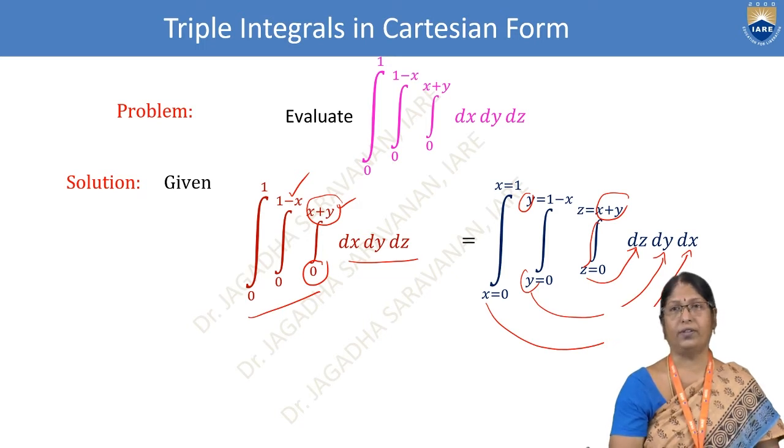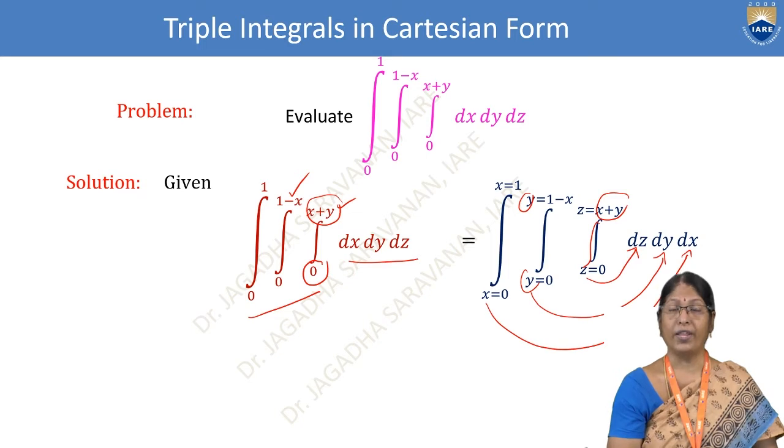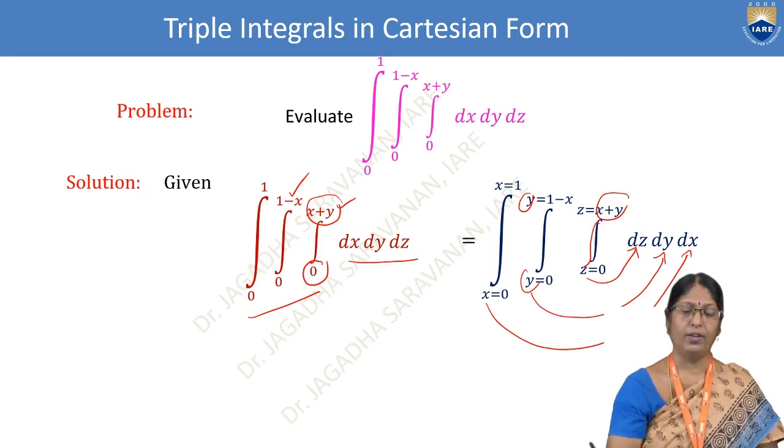When we are solving problems using triple integrals, limits we have to focus on first. If limits are constant, we won't face any problem. But if the limits are defined as functions of variables, then we have to be very careful. This is a good example for that.